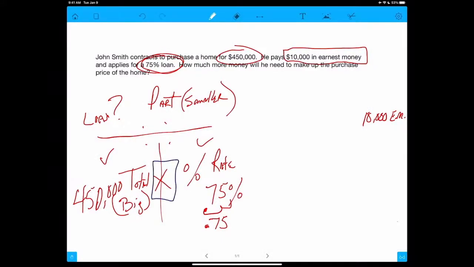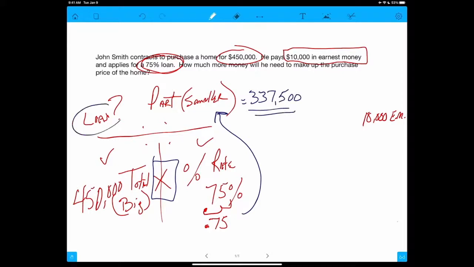Tells us to multiply. So if we take 450,000 and multiply that times 0.75, I get $337,500. That is the loan amount.